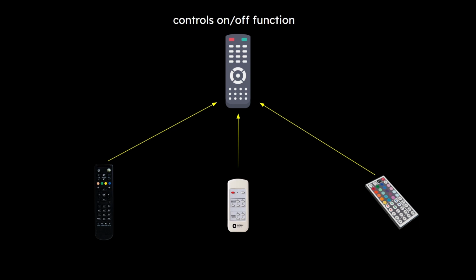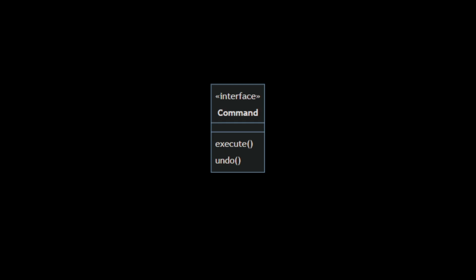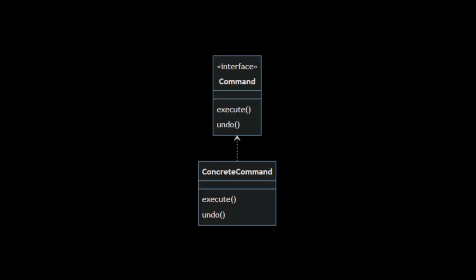And the code should be extensible, maintainable, and all that jazz. Here comes the command pattern to save the day. This pattern consists of a command interface that has an execute and undo method. Next, we create concrete commands using this interface and implement the execute method to do some action. For example, turn on a fan, and the undo method to undo that action. For example, turn off that fan.